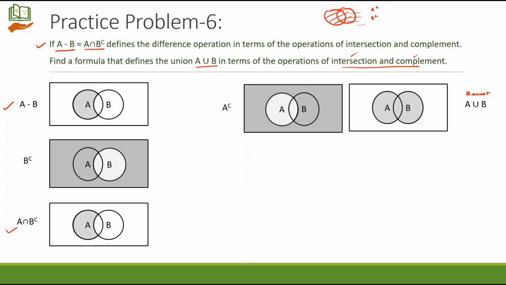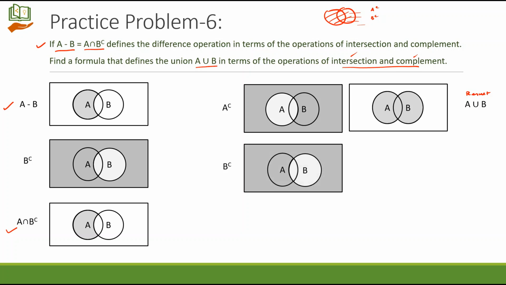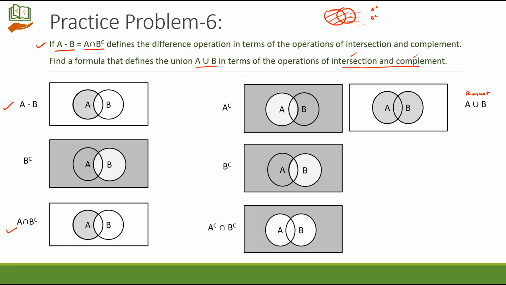Let's start with A complement. So except A, all the regions are shaded. Let's go to B complement. B complement will have all the regions shaded except for B. Now we will find the intersection of A complement and B complement. So A complement intersection B complement will have the complete universal part shaded, except that in A's complement, A is not shaded, and in B's complement, B is not shaded. So when you take the intersection, these two parts will not have the shade.